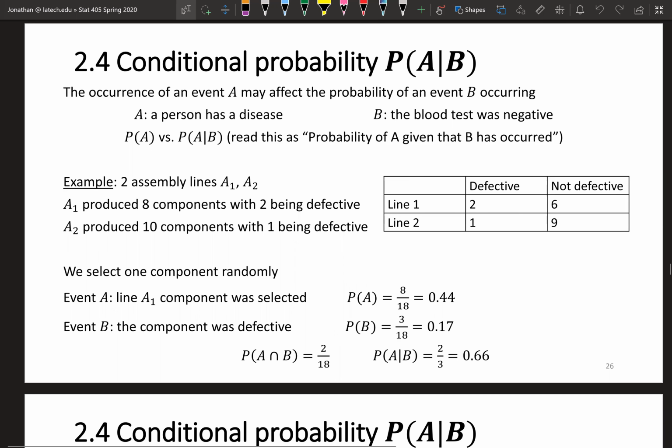So you might think of this as: the percentage of people who have lung cancer is relatively small, but given the group of people who smoke, the percentage could be higher. That's what conditional probability is all about. You could look at this example here. A is the event that a person has a disease, B is the event that the blood test on that person was negative. What's the probability that somebody has a disease given that the blood test was negative? Well, we hope that would be pretty small. That's just the idea of conditional probability.